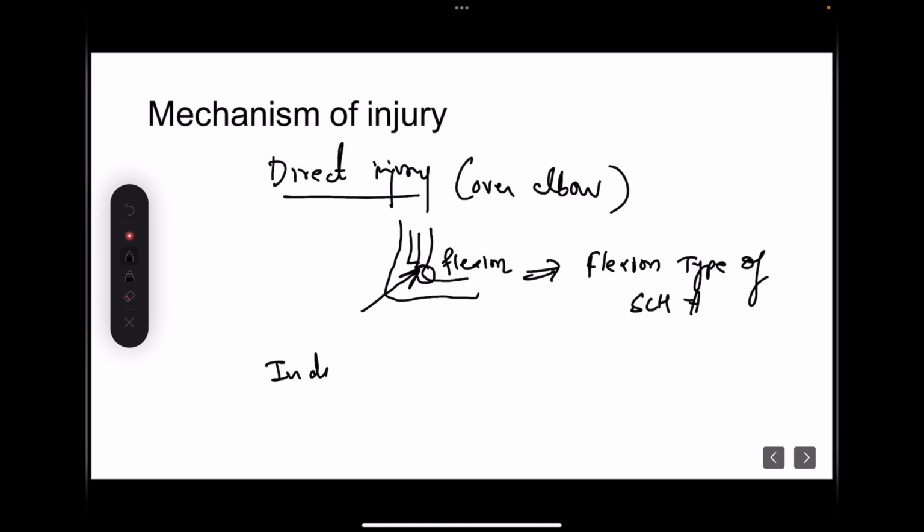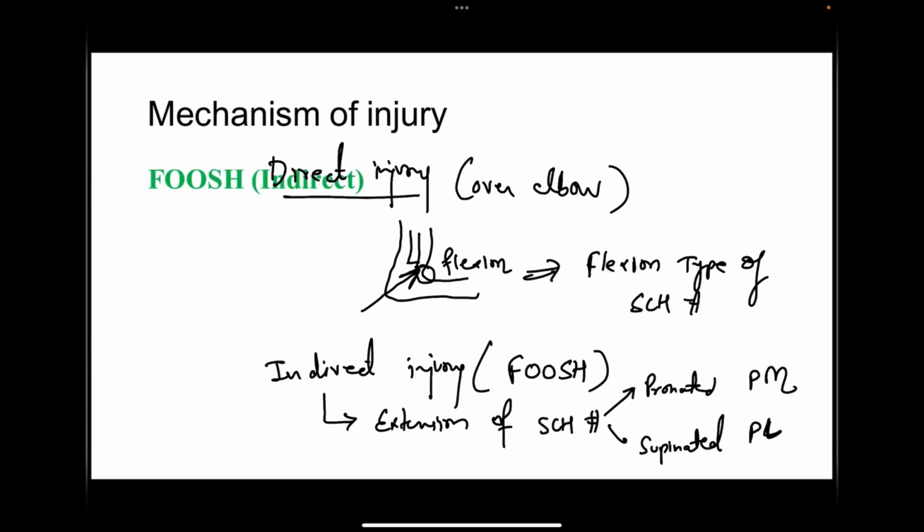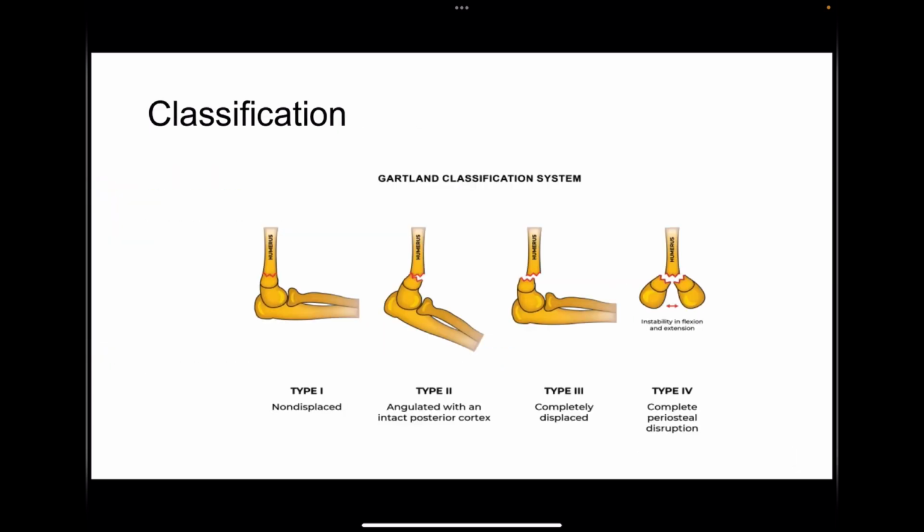And another mechanism is indirect injury. Indirect injury happens when the child falls over outstretched hand, and in that case extension type of supracondylar humerus fracture happens. And what is the position of the forearm during fall, whether it is pronated or supinated, will determine whether the fragment will go posteromedially or posterolaterally. We will be discussing about these displacement shortly in subsequent slides. So this is what we have already discussed.